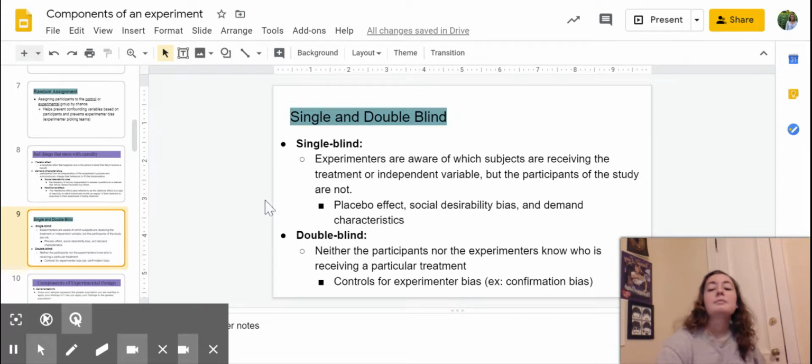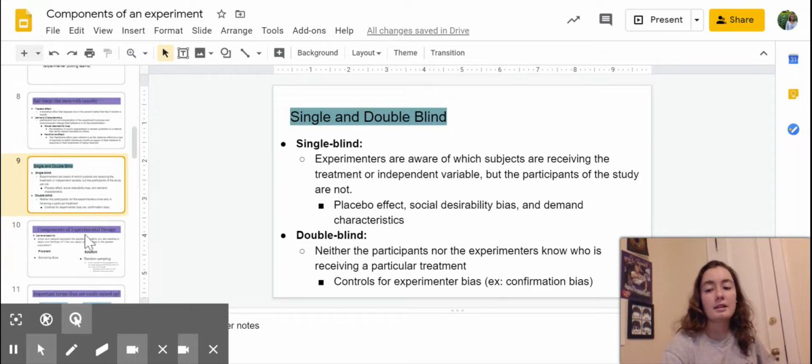Double blind is when the participants don't know what group they're in and the experimenters don't know what group they're in. So this covers things like the placebo effect, social desirability bias, demand characteristics, and in addition, adds on the layer of experimenter bias because now the researcher doesn't know what group they're in as well.